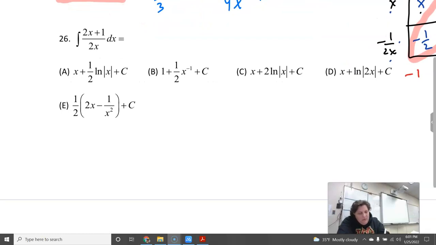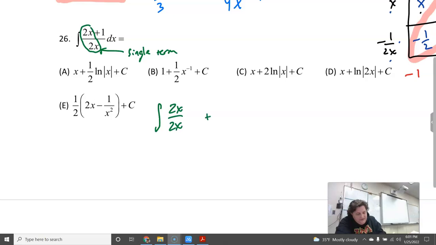26. It's not terrible. What I want you guys to remember is that when you have a single term on the bottom, I want you to break up the integral to do that. So it's going to be 2x over 2x and then 1 over 2x. Simplify them both before you start. 2x over 2x is just 1, and then 1 over 2x is just 1 over 2x.